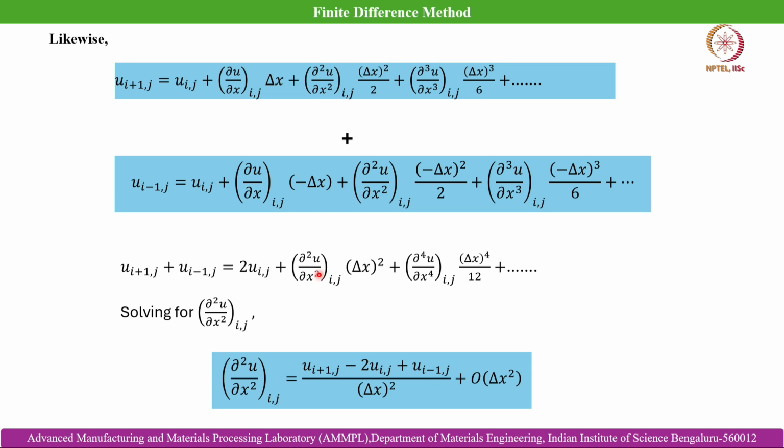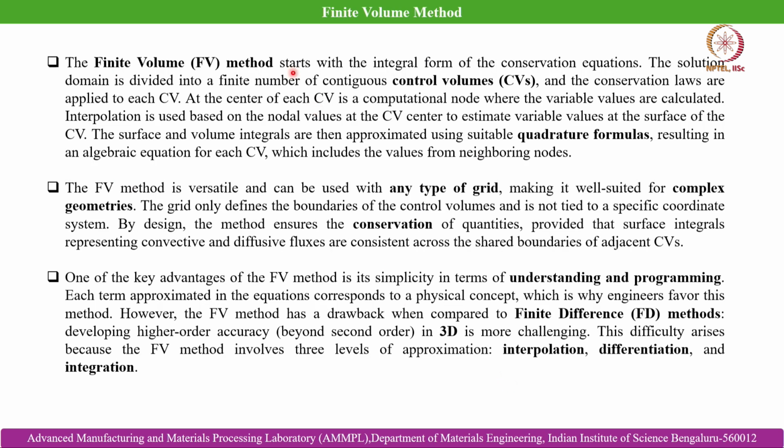So, here you can see, from here you can easily understand that we can just take that 2 u i j to the left side. So, then the expression becomes u i plus 1 j plus u i minus 1 j minus 2 u i j, and then divided by delta x square. And then the rest are truncation error. So, again it is second order accurate. So, now we have discussed the simple examples of finite difference scheme. So, now we will move to the finite volume method.